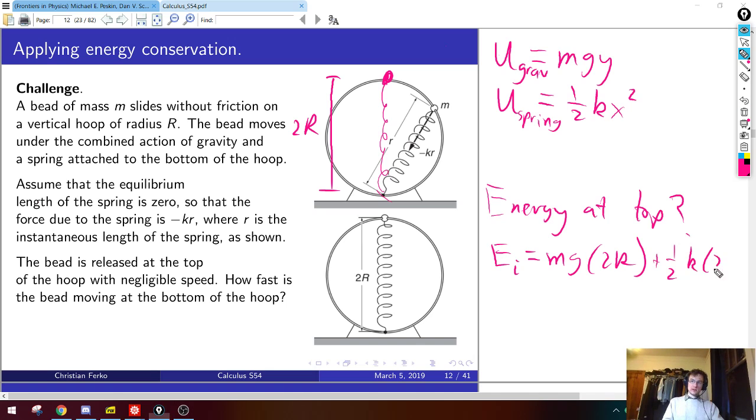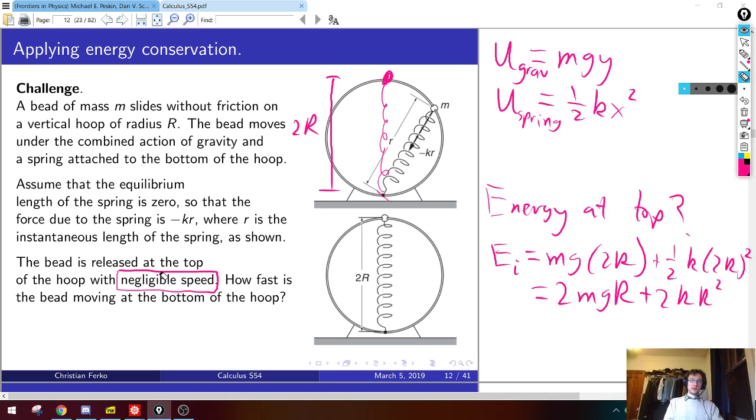Yes, 2R quantity squared, and we can simplify that a little bit. So that's just 2mgR plus 2 squared is 4, so 2kR². And that's actually the total energy, including both potential and kinetic, because there's no kinetic energy at the top. Negligible speed, so v is 0 at the top.